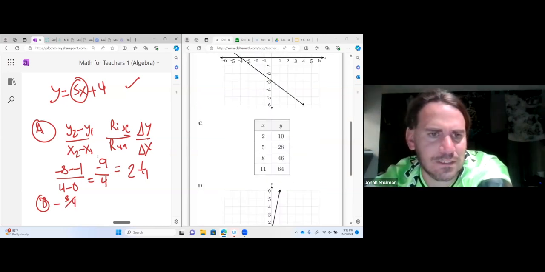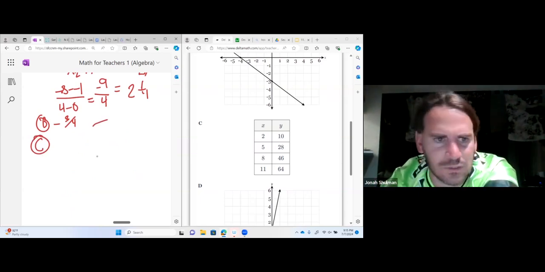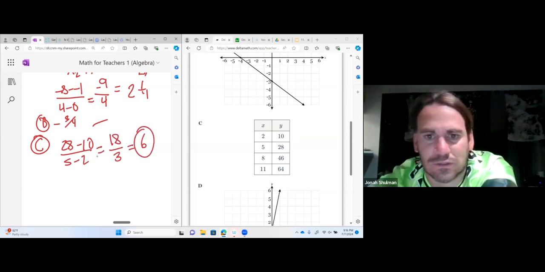All right, let's try C. Let's look at C. I'm just going to use the first ones. 28 minus 10 over 5 minus 2. 28 minus 10 is 18. 5 minus 2 is 3. It's 6. Your answer is C.